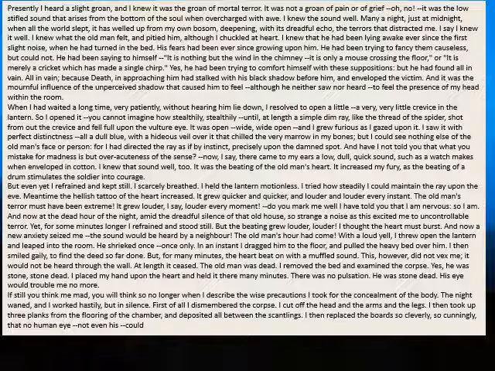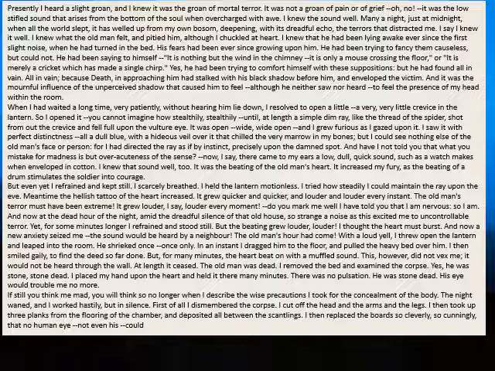I removed the bed and examined the corpse. Yes, he was stone dead. I placed my hand upon the heart and held it there many minutes. There was no pulsation. He was stone dead. His eye would trouble me no more. If you still think me mad, you will think so no longer when I describe the wise precautions I took for the concealment of the body.